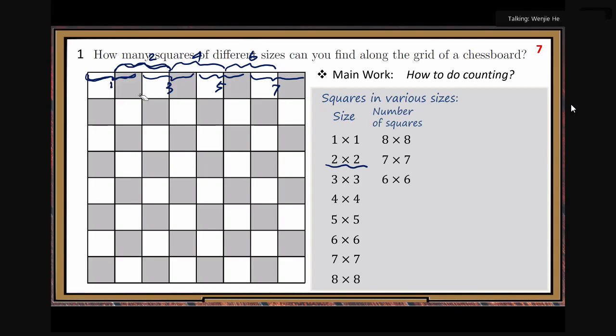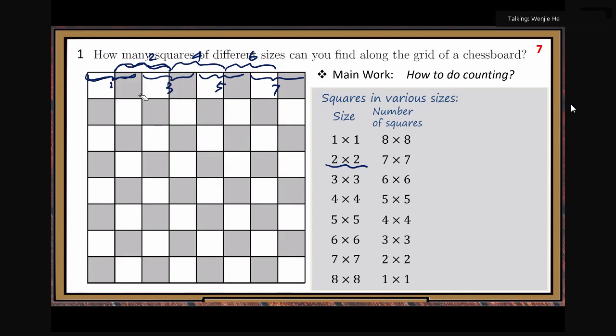Induction. Yeah, that's induction, right? Because you observe the rule. You find the rule. Many of you at this point discover the rule, right? 5 by 5, 4 by 4, and so on. Okay, all right.